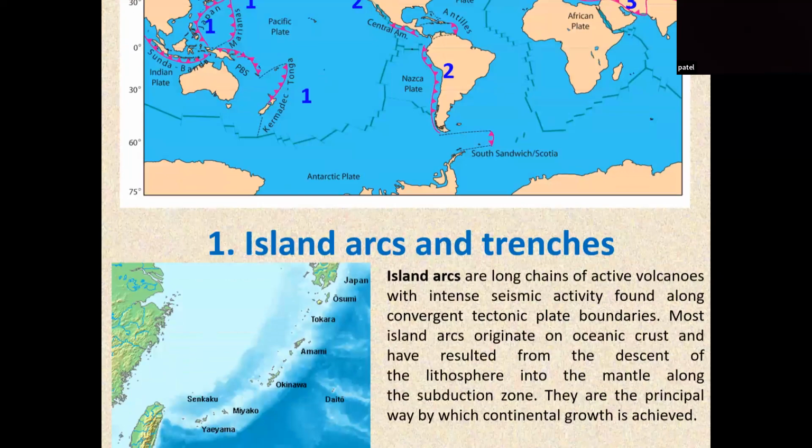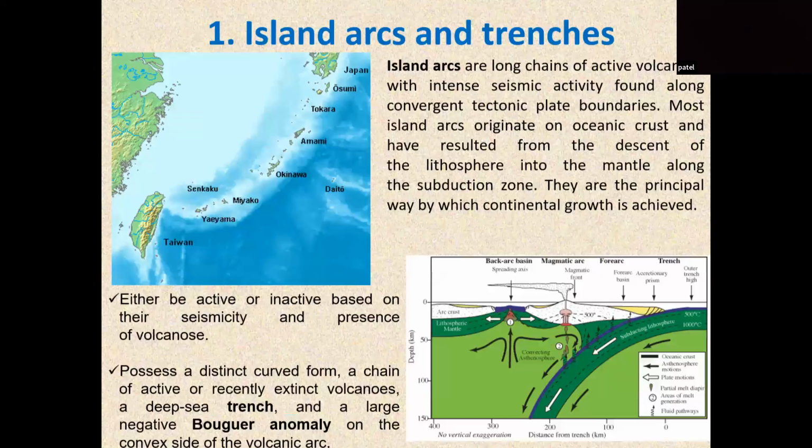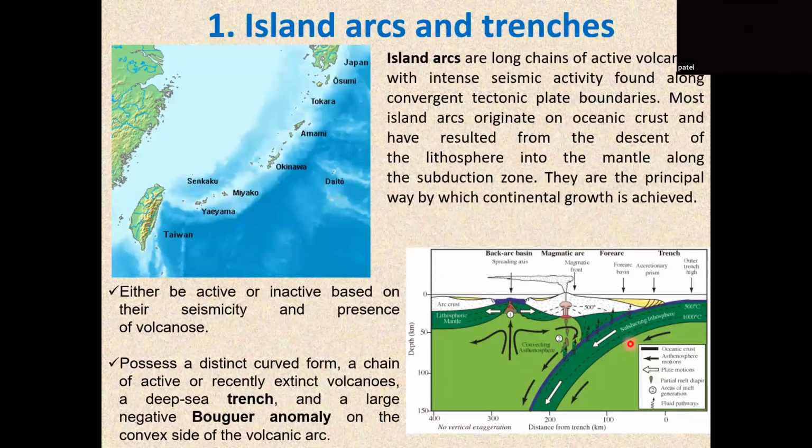See, the first type I told: when the oceanic crust is subducted below another oceanic crust, at a greater depth the oceanic crust is melted and magma is generated, and the magma comes out and forms the island arc. Here you can see one island arc in the south of Japan. This island arc joins Taiwan and Japan.